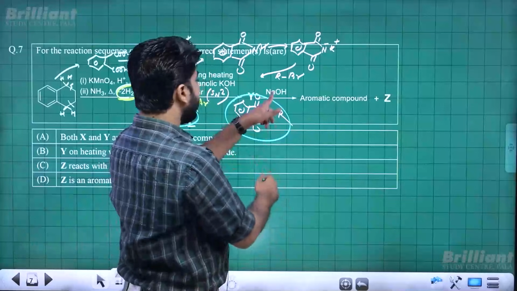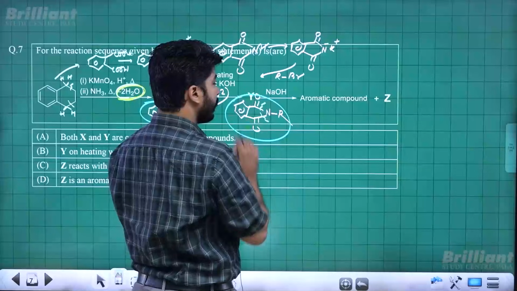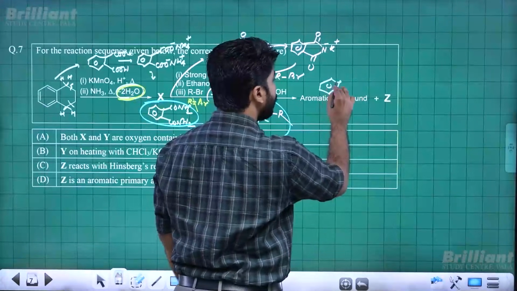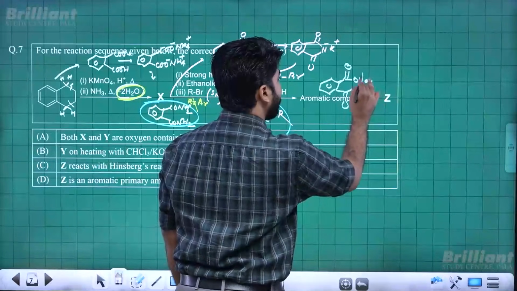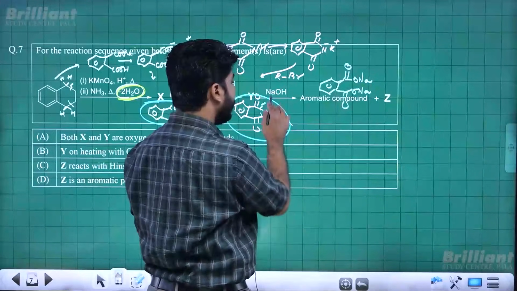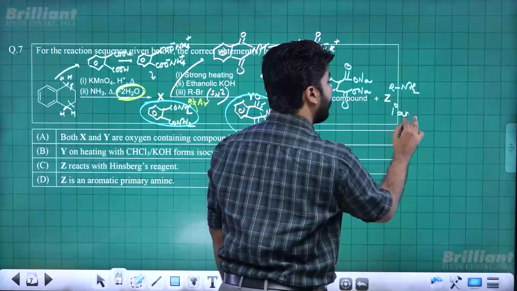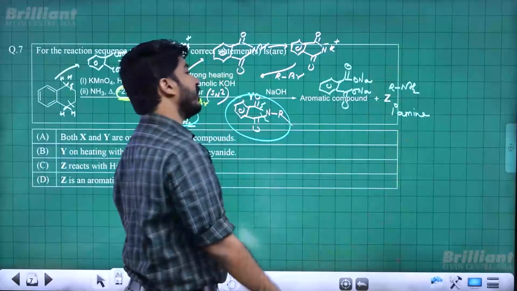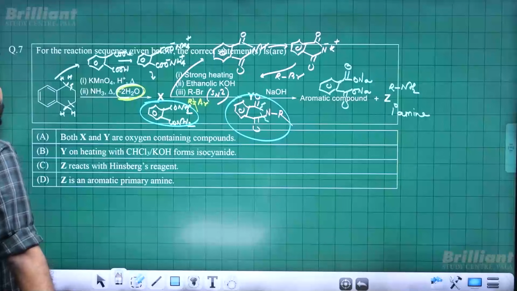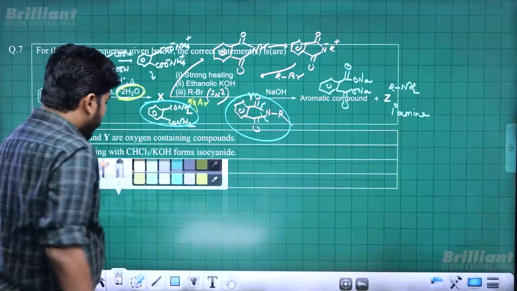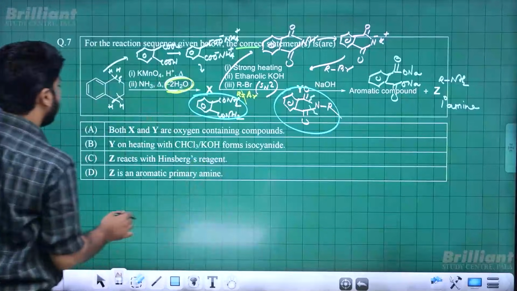Now, this on treatment with aqueous NaOH undergoes hydrolysis of the imide to form two compounds. One is the sodium salt of phthalic acid, and the other is RNH2, a primary amine. So it's a preparation of primary amine, primary aliphatic amines only. Now let's identify the correct statements given out of the 4.